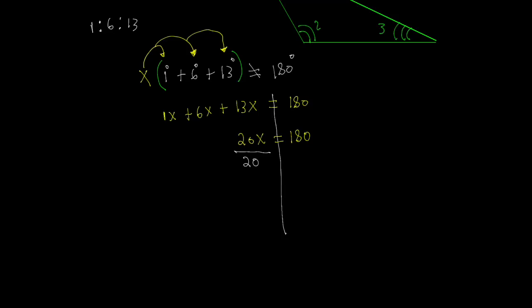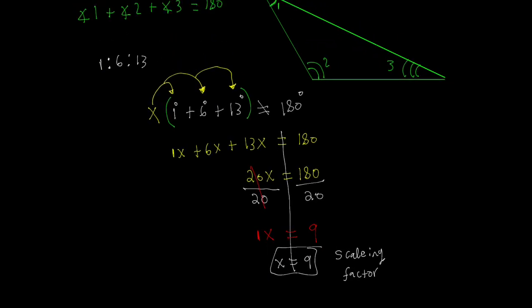But whatever we do on the left-hand side, we're going to have to do it on the right-hand side. So the 180 gets divided by 20 as well. 20 divided by 20 is going to give us a total of 1. So we get 1x equal to 180 divided by 20. That's going to give us 9. And then 1 times x, that's just x. And we get x is equal to 9. So here, 9 is our scaling factor.